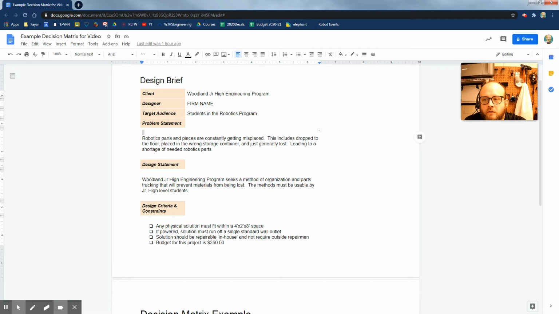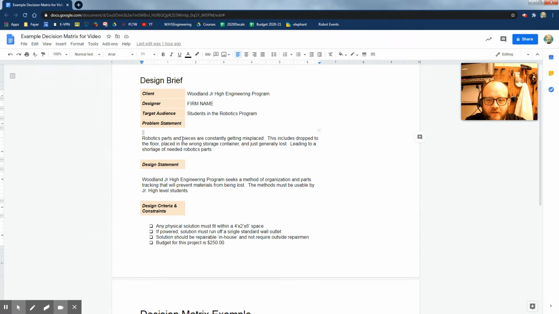All right, so we're going to look real quick today at what a decision matrix is. On the screen right now is the design brief that we looked at just a little bit ago. The design brief, again, is just that problem statement, and it's what describes what it is that you're going to design. So what we're going to talk about today is called a decision matrix.